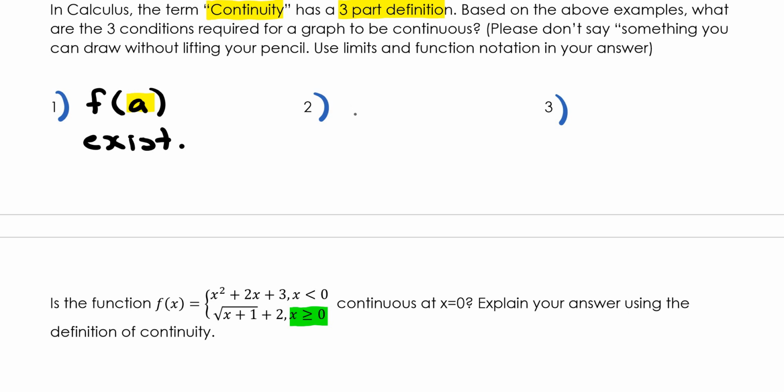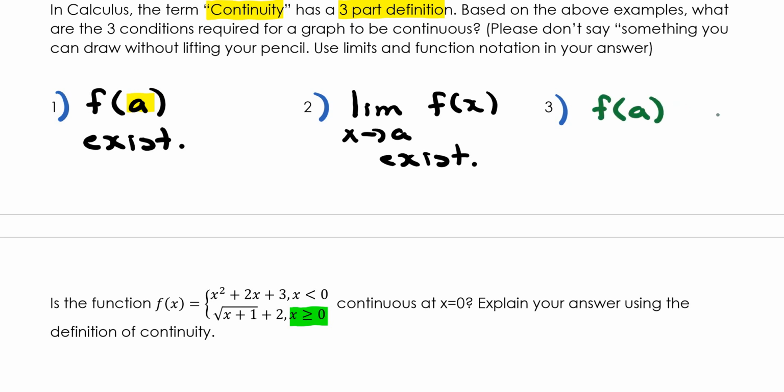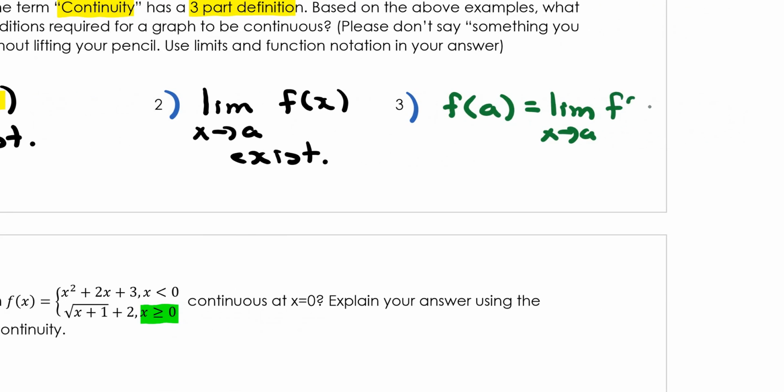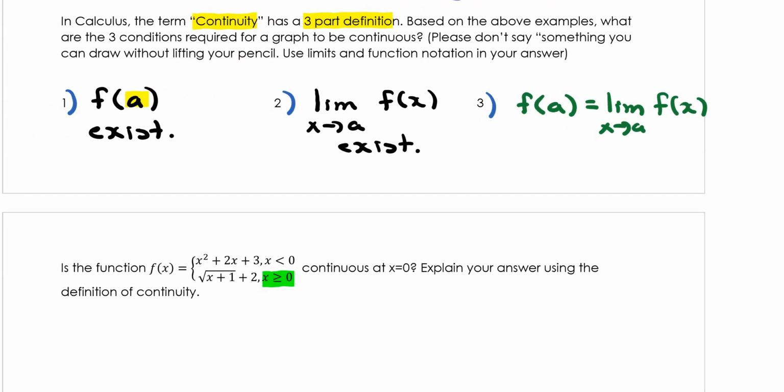The second part of the definition is that the limit of the function, when x approaches that a value, has to exist as well, right? So if the limit exists, that means the left-hand limit and the right-hand limit have to be the same, and that will mean the overall limit is defined. Okay, and for the third condition, we have to make sure that f of a equals the value of the limit as x approaches a of f of x. Okay, so if these 3 conditions are met, then we can say that the function is continuous, and that will allow us to draw the graph without lifting up the pencil.